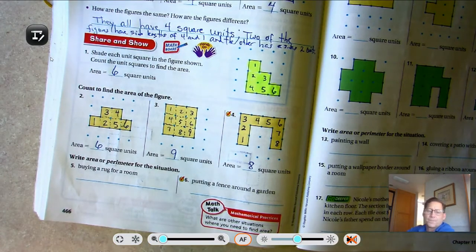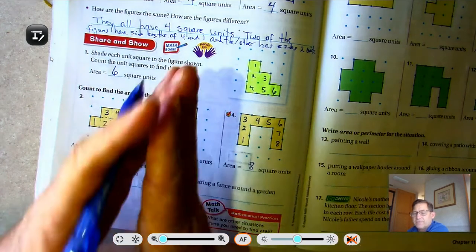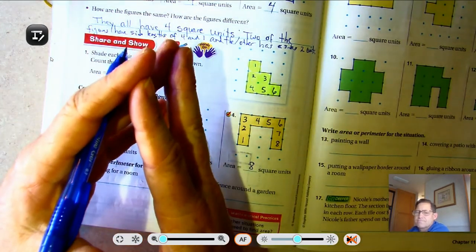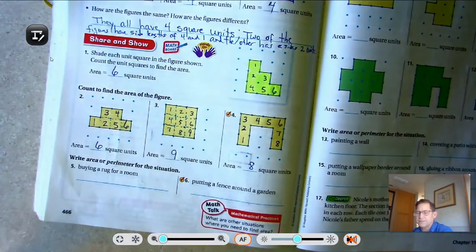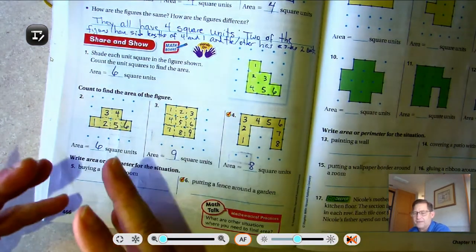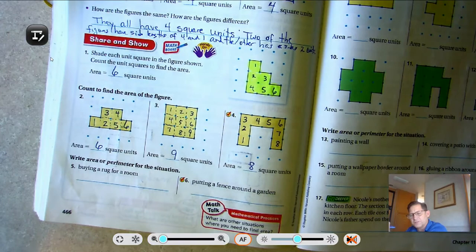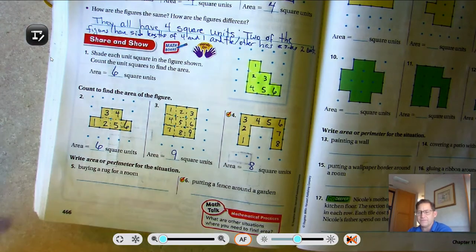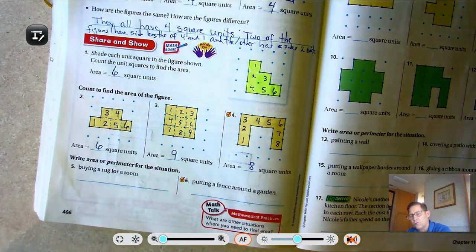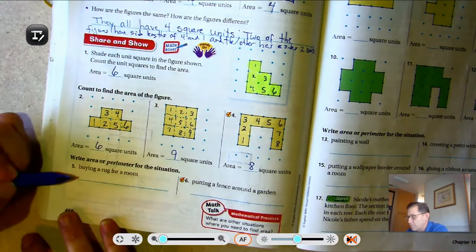All right, so now, write area or perimeter for the situation. So if we want something to cover a flat surface of something, we want to find area. If we want just a border or something that's going to go around, something like a fence of your yard, we wouldn't want to cover our whole yard with fencing. But the outside, okay, the perimeter of the fencing is what we would want. So that's what we're going to do with these.